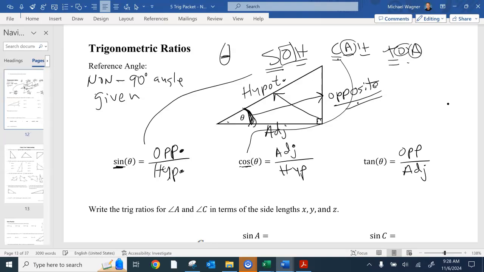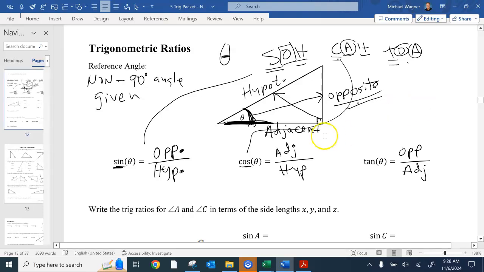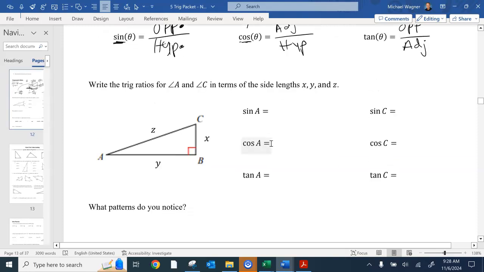So this side is the adjacent side. Why are we calling it adjacent? Because it's a side that is part of what forms the reference angle, and again, it's the last one left over. All right, so let's go ahead and look at the next few problems.